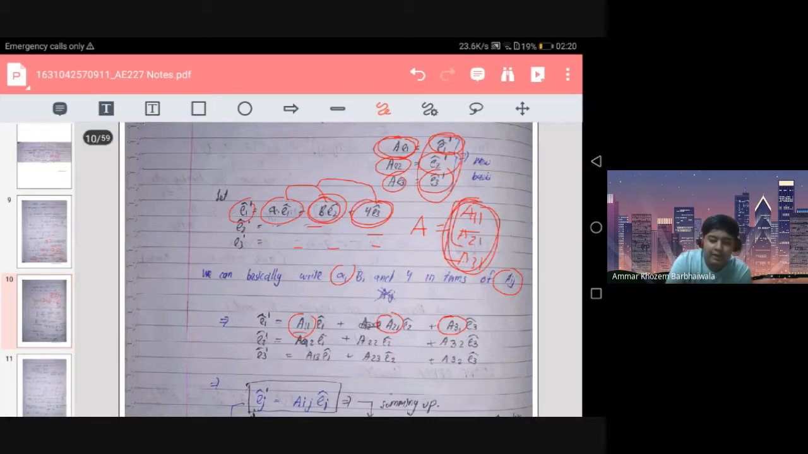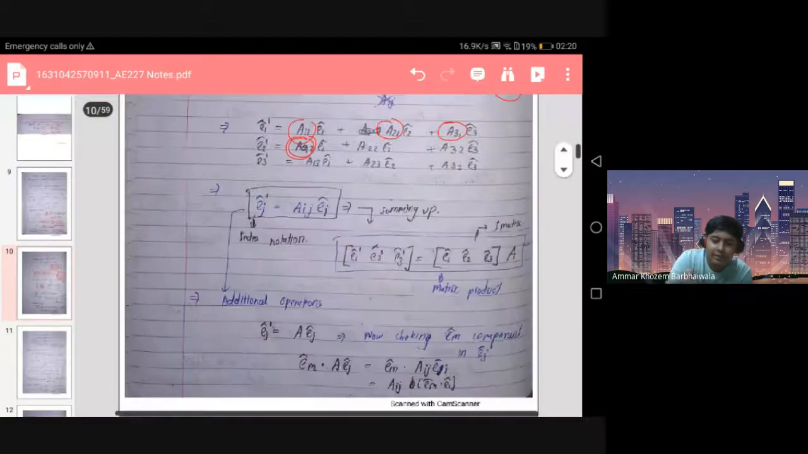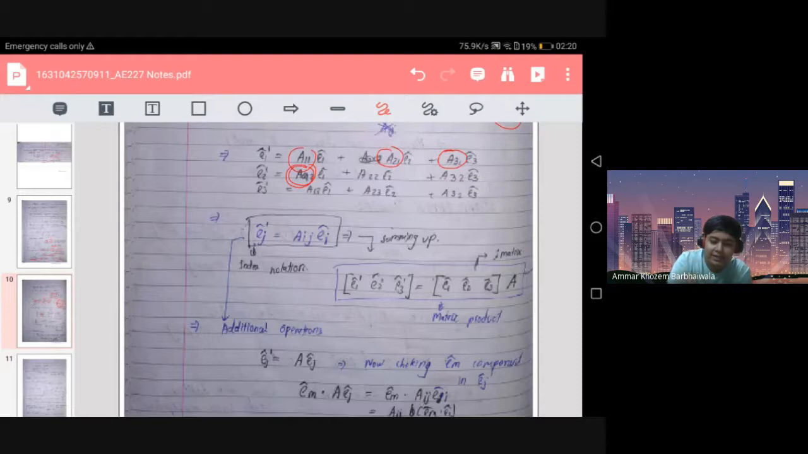Similarly, I can write e2 dash as some alpha dash e1 cap plus beta dash e2 cap. I can write these as a12, a22, and a23. So alpha, beta, gamma are mapped to a column, and the e2 vector is also mapped to a column. Basically they are all mapped to a column. Once they are mapped to columns, I can write the identity that e_j dash is equal to a_ij times e_i cap.